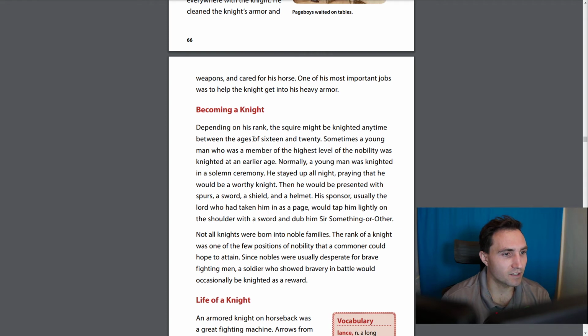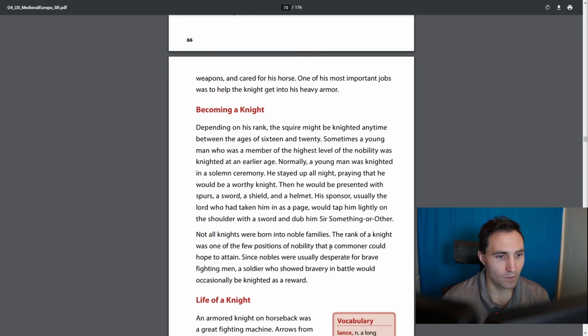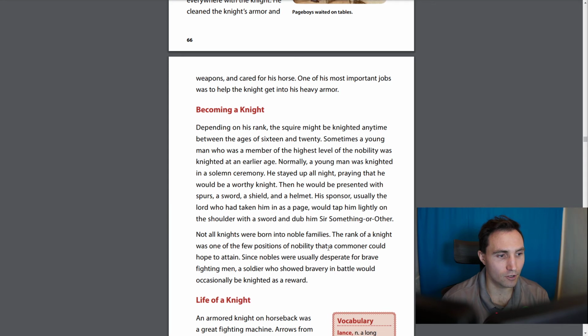Becoming a knight. Depending on his rank, the squire might be knighted any time between the ages of 16 and 20. Sometimes a young man who was a member of the highest level of the nobility was knighted at an earlier age. Normally, a young man was knighted in a solemn ceremony. He stayed up all night praying that he would be a worthy knight. Then he would be presented with spurs, a sword, a shield, and a helmet. His sponsor, usually the lord who had taken him as his page, would tap him lightly on the shoulder with a sword and dub him Sir something or other.